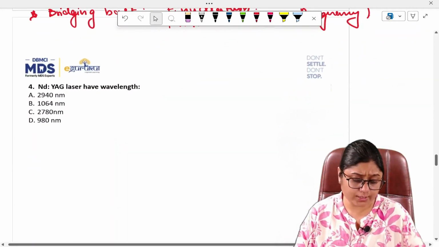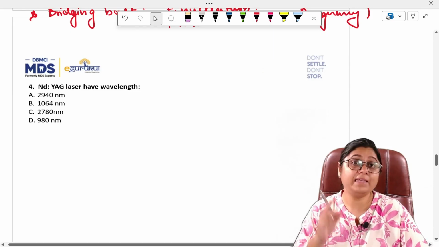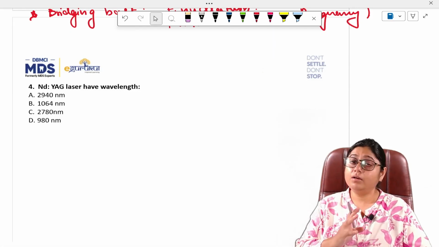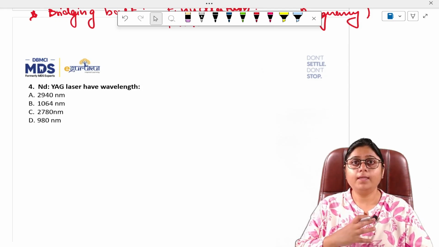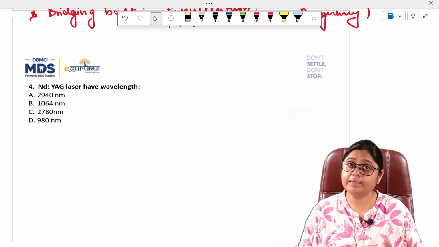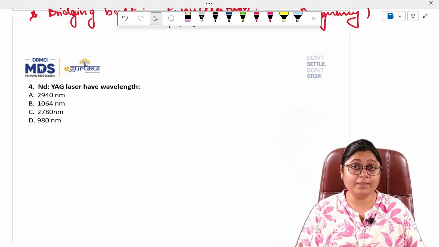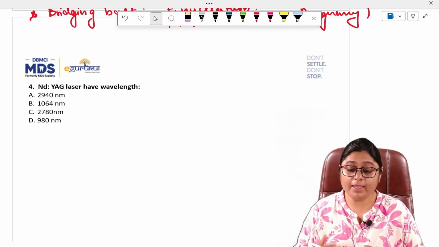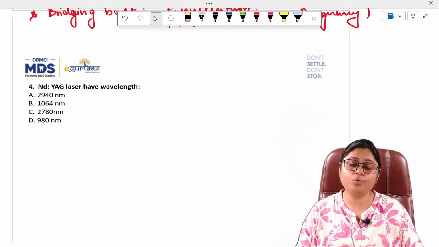The next question is Nd:YAG laser wavelength. So now in PSCs also the laser is a growing trend, and in NEET and INI they are asking questions related to laser, which is an important topic now because it is a trend. It is trending in the market, right? Similarly, in PSCs also they have started asking questions related to lasers.